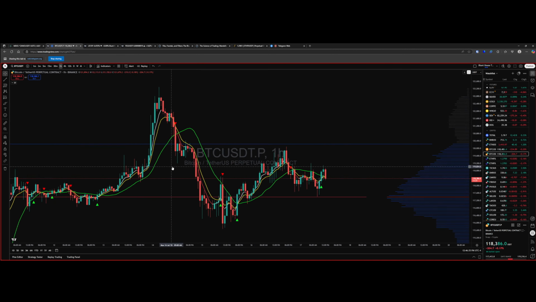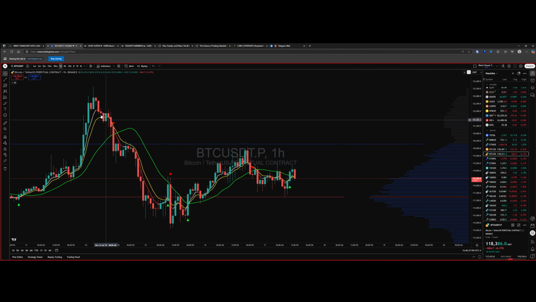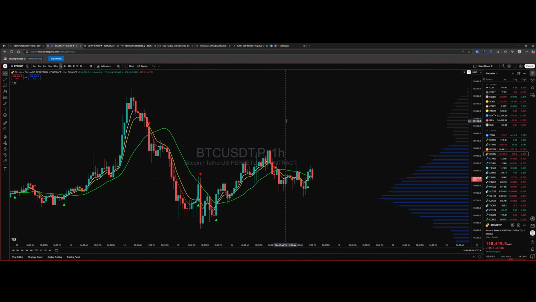I'm just using this Bitcoin chart as an example. You could enter anywhere up here safely. There's your confirmation. But you've got maybe 5, 10, maybe 15 candles, right? So that's the better part of a day on that run, right?